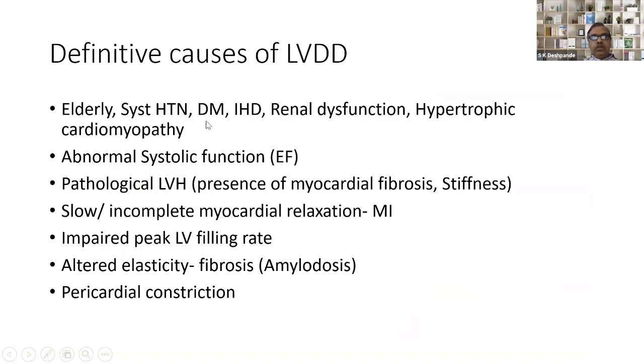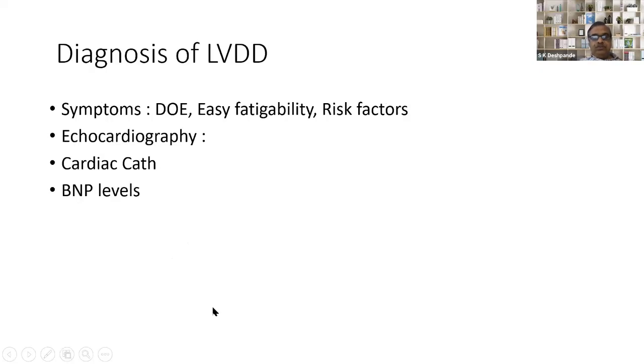Systemic long-standing hypertension, diabetes, ischemic heart disease, renal dysfunction, hypertensive cardiomyopathy, abnormal systolic function. If the patient has a low EF, it means he has a diastolic dysfunction by default. Remember this. If you have a low EF, then the patient has both systolic and diastolic dysfunction. Pathological left ventricular hypertrophy, as is present in myocardial fibrosis and stiffness, and altered elastic fibrosis in amyloidosis, or outside is the pericardial constriction.